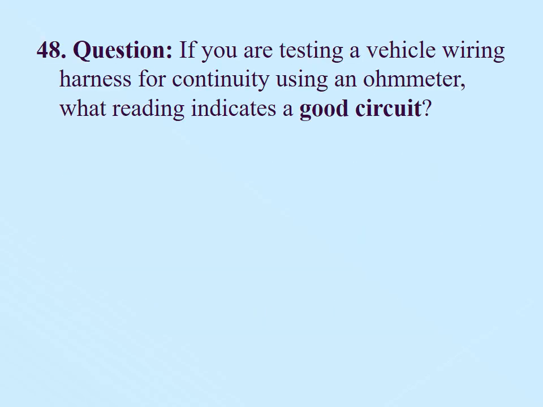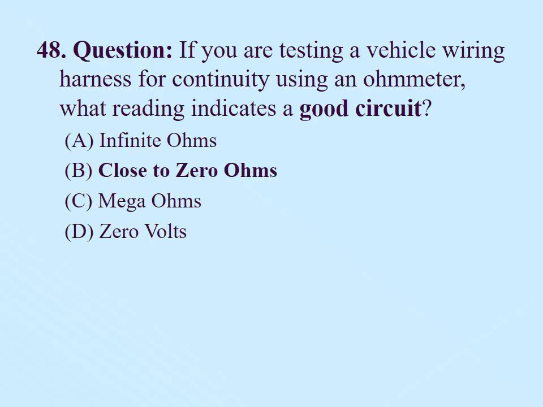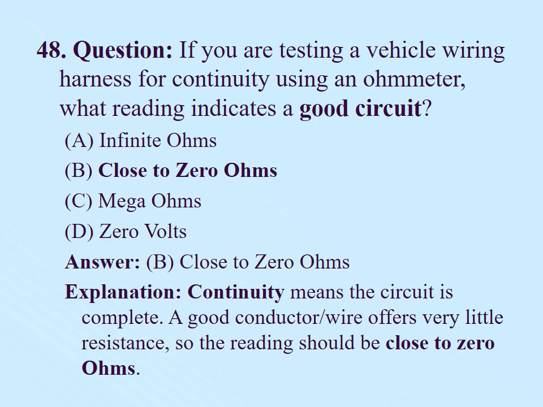Next question. If you are testing a vehicle wiring harness for continuity using an ohmmeter, what reading indicates a good circuit? A, infinite ohms; B, close to 0 ohms; C, mega ohms; D, 0 volts. Answer is close to 0 ohms. Continuity means the circuit is complete. A good conductor or wire offers very little resistance, so the reading should be close to 0 ohms.